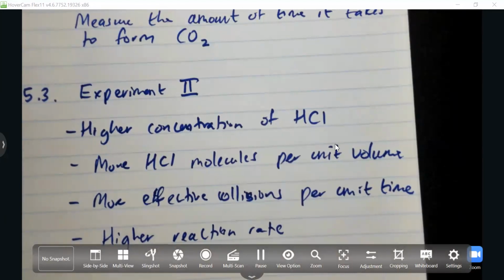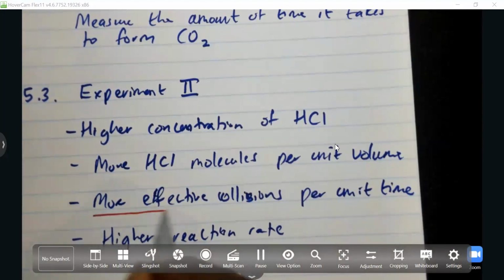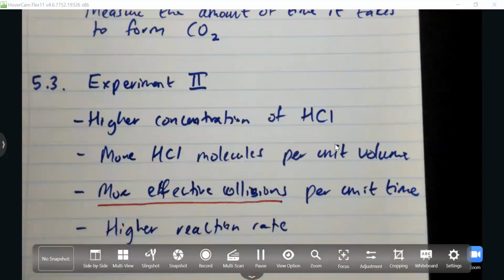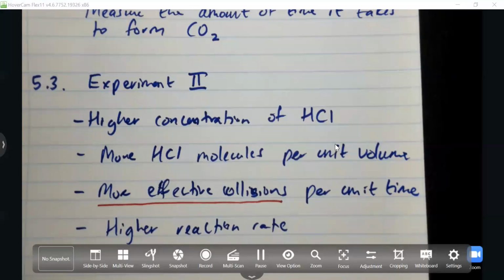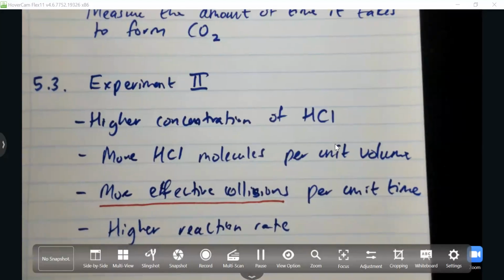Notice that the key phrase when you answer this question is this. This is what they want. They want you to see that this particular factor is increasing the number of molecules in this particular reaction. And therefore, if you increase the number of molecules, we have more molecules that are colliding. And instead of saying more molecules that are colliding, you say you have more effective collisions per unit time. Again, per unit time comes up because we are looking at rates of reaction.